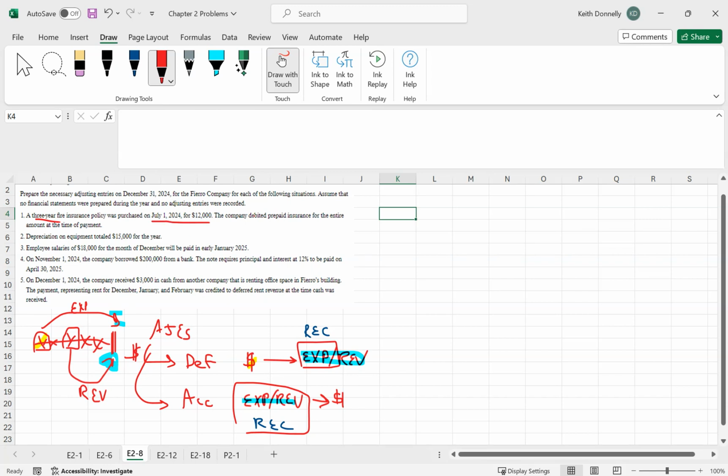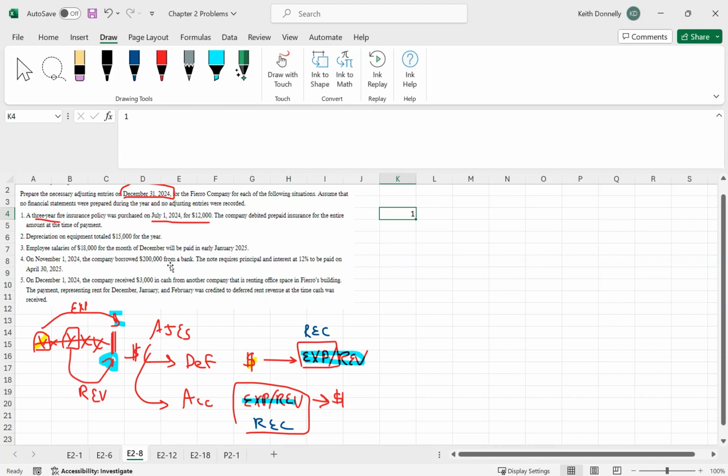That would be like this guy right here. They debited prepaid insurance for the entire amount at the time of payment. Okay, so we're at December 31st. All right, so we're at the end of the year, and it looks like halfway through the year we bought it, right? So let's kind of think about this.